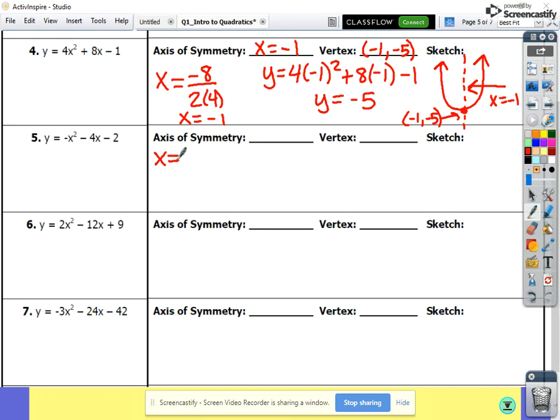For the axis of symmetry, take the opposite of b, in this case is 4, and put that over 2a. In this case, that would be 2 times -1. Then plug in your axis of symmetry value of -2 into your equation to solve for your vertex point.